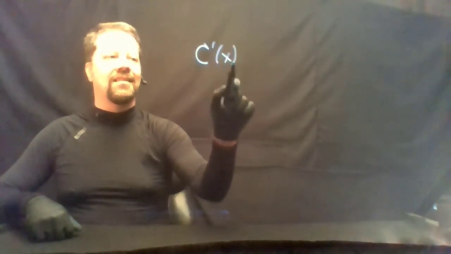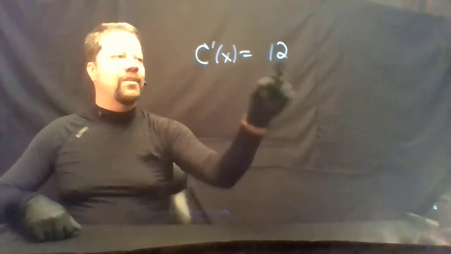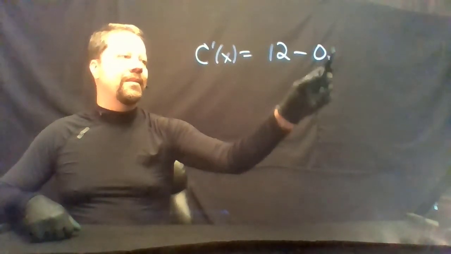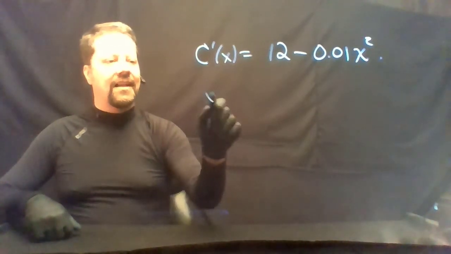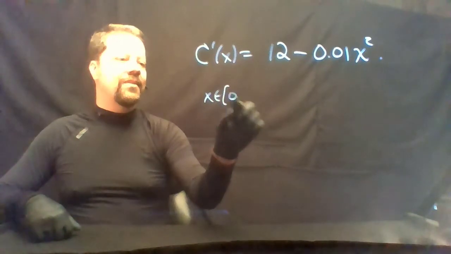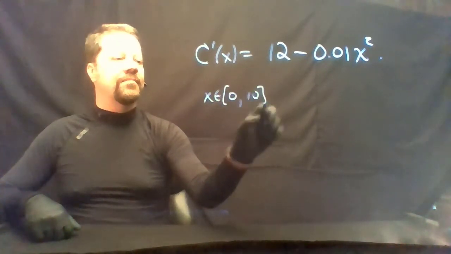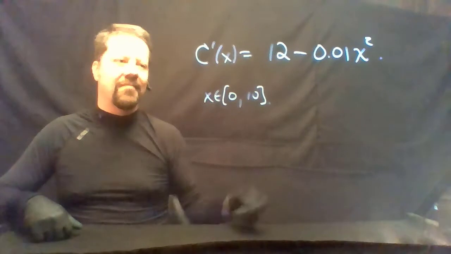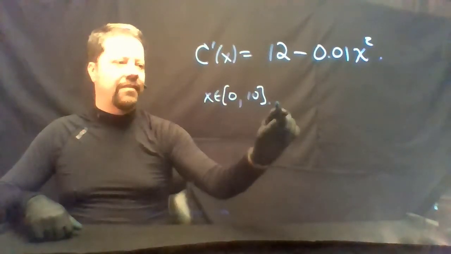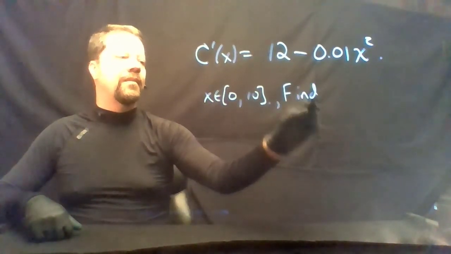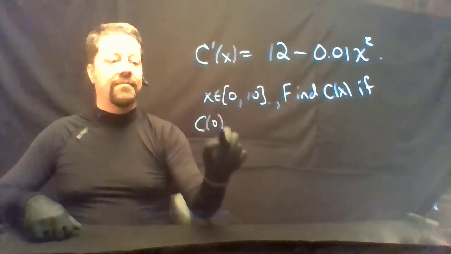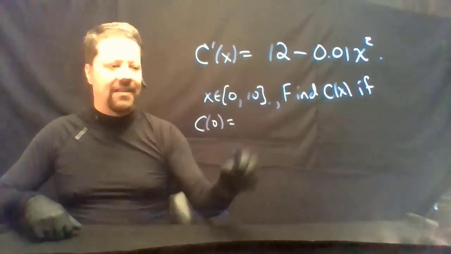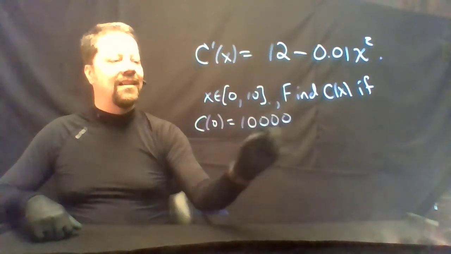Let's suppose that the marginal cost is, let's say, 12 minus 0.01 x squared, and x lies between 0 and 10, just for sake of argument. Let's find the cost function if the initial cost, the cost of startup basically, is, let's say, 10,000.